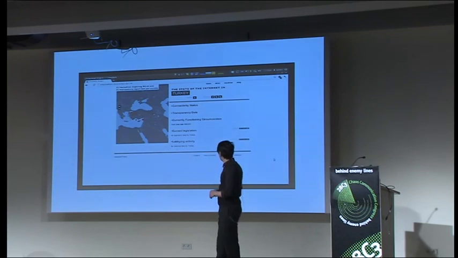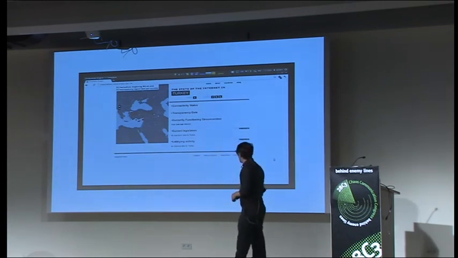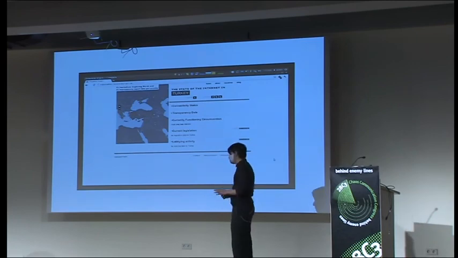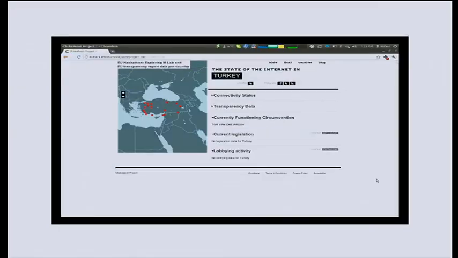There's the currently functioning circumvention information, which is what I just referred to. There's current legislation, which is something that is going to be hard to parse manually. Then there's lobbying activity. There we're looking for cooperations with other organizations such as Journalists Without Borders, that had a talk about in room 1 before me.